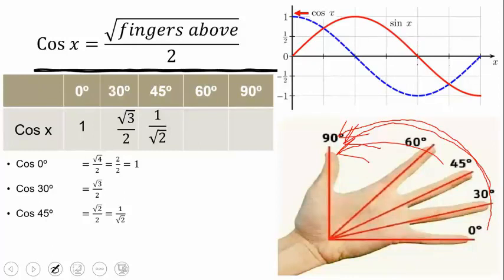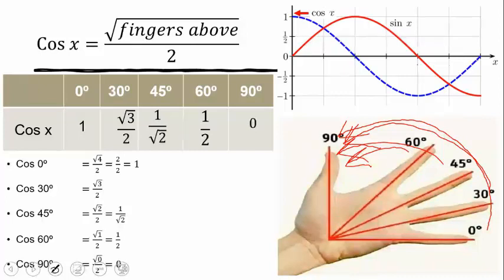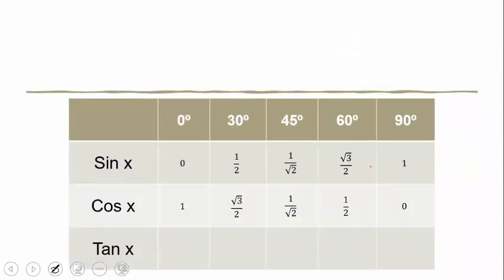In cos 60, we have only 1 finger above, so it will give us a value of 1 upon 2. In cos 90 will become 0 as there is no finger above. If you know about the graph of sine and cos, you can easily find out all these values. Values of derived ratio is much easier than the basic ratios.